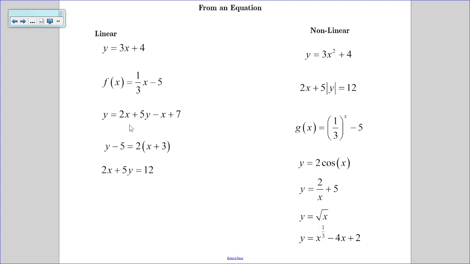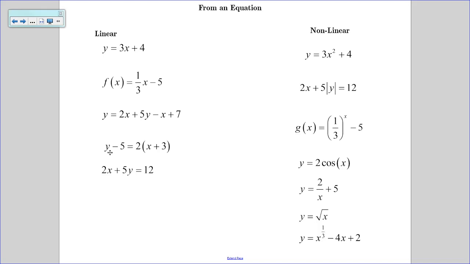You'll learn more in Algebra 1 and Algebra 2 why that's beneficial, but it's more of the same thing. Now this next one, y = 2x + 5y - x + 7, certainly seems complicated, but we could combine like terms and simplify that down, and it would still simplify down to y equals some number of x's plus some constant.